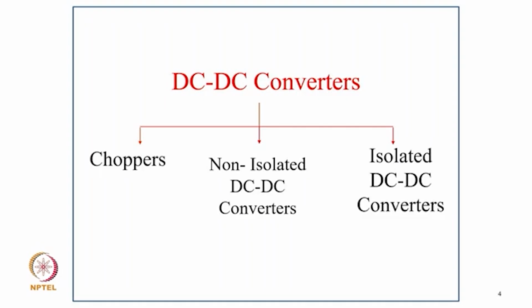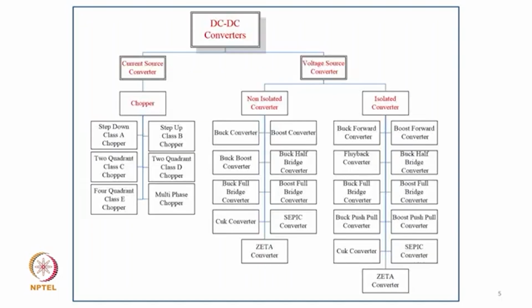First is the chopper, which is normally used for deriving a current source, and non-isolated DC-DC converters, which are used to derive a voltage source, and again isolated DC-DC converters, which also derive a constant voltage source feeding different kinds of load. So this is a broad classification. We call it DC-DC converters. So the first category is the current source converter, like a chopper.